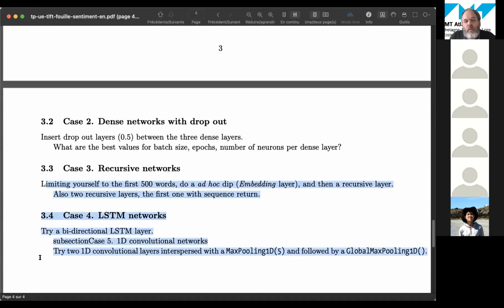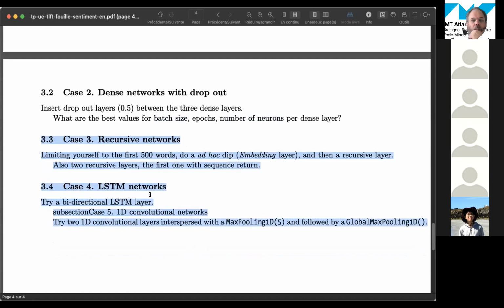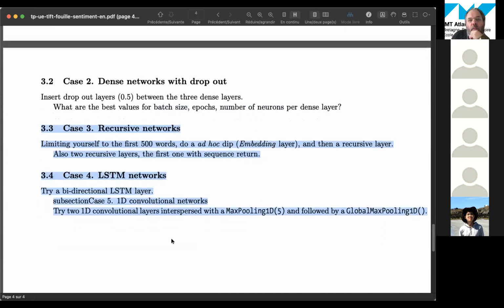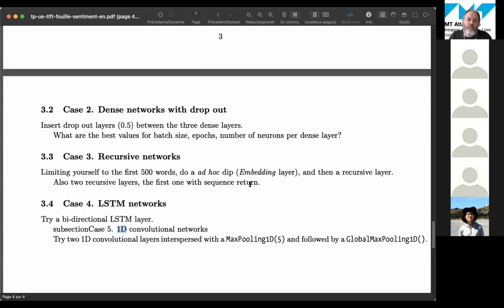And then you can also use other kinds of networks. These are more complex networks, which we will see next time. And next time we will also talk about embeddings, a very important concept in this area. And of course, convolution networks, which are known for processing of images, but here there are 1D convolution networks used for text.